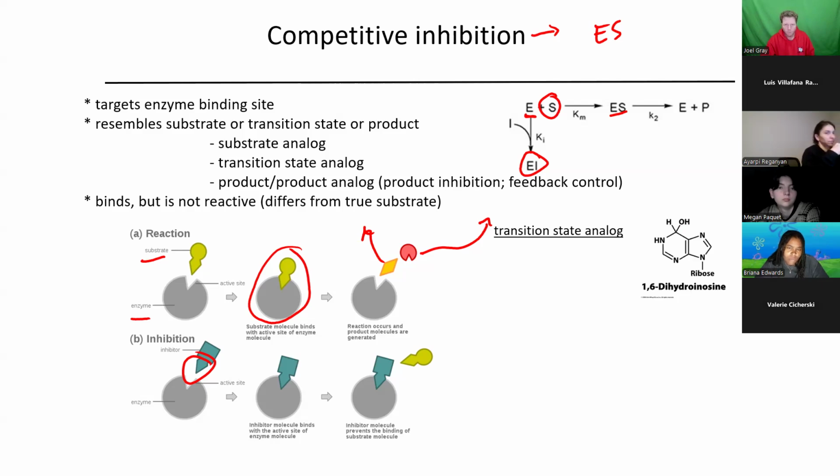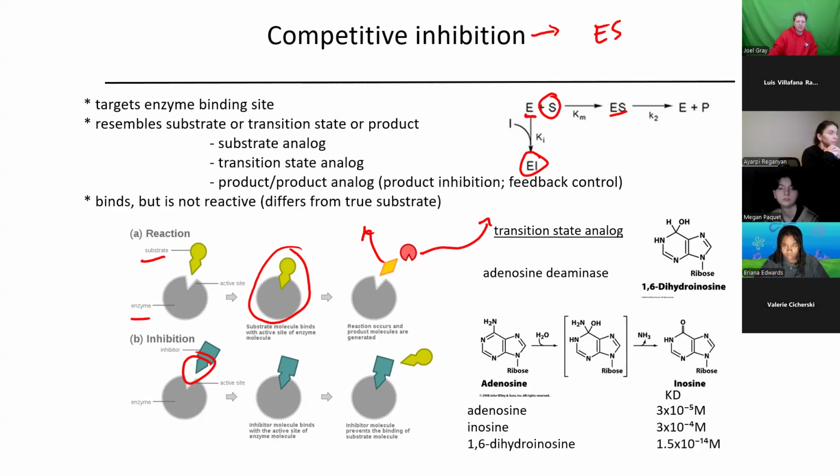Now, with that said, an example of a transition state analog is this structure right here, 1,6-dihydroinosine. This is a molecule that is a transition state analog for the enzyme adenosine deaminase. Adenosine deaminase is going to take adenosine and make inosine. This is a reaction in the metabolism of nucleic acids.